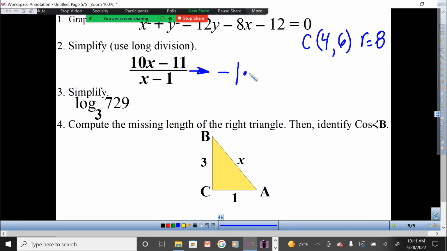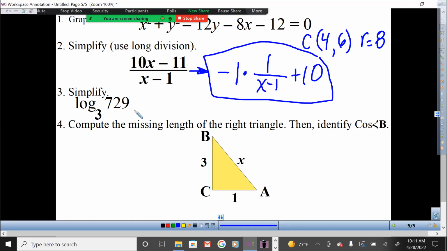So -1 times 1 over x minus 1 plus 10. Hands, if you got that? Yeah, I'll take that. You can also just write the negative by itself without that 1 right there. That's good. Thank you. All right, pass someone.